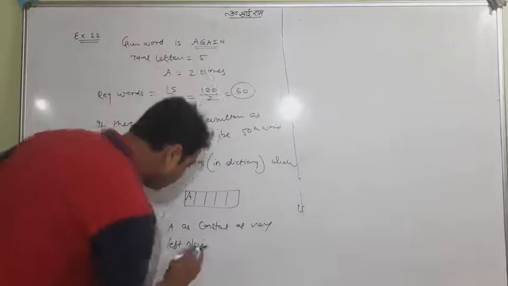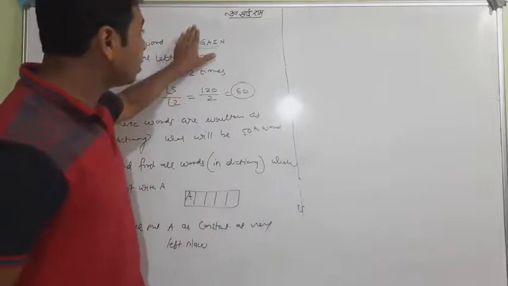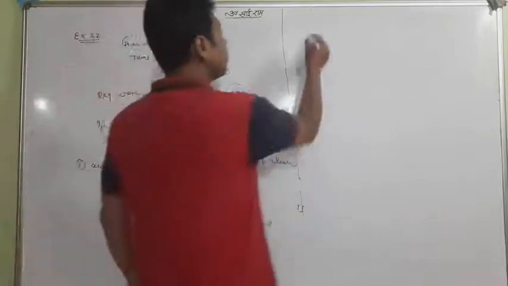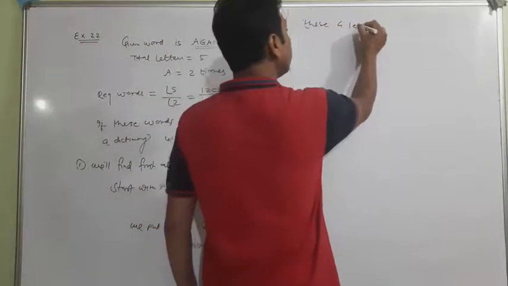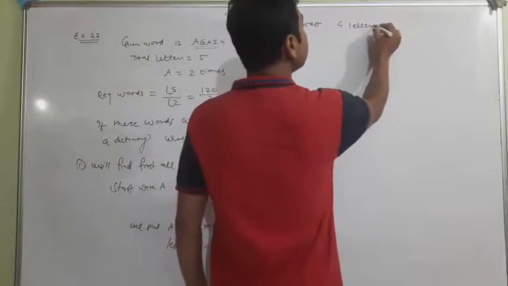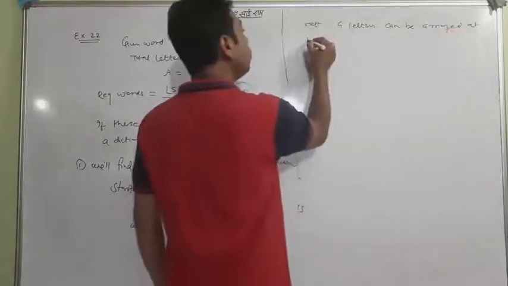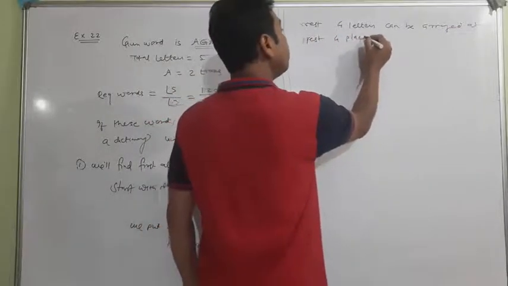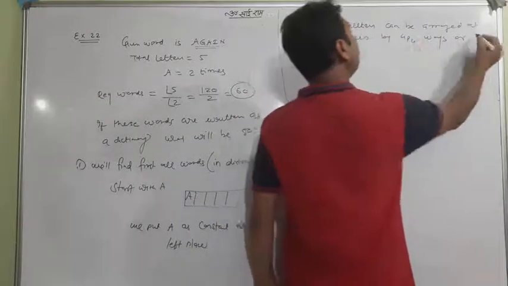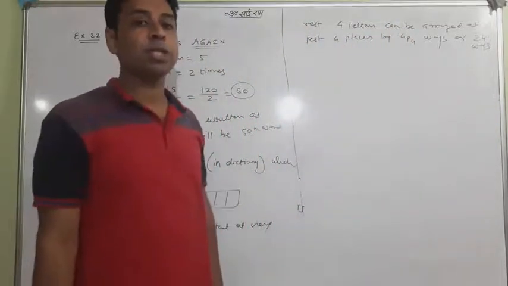At the very left place, students, one thing: if A is constant, we have 4 boxes, and since A is a constant, we have 4 letters left, G, A, I, N, with no repetition. So the rest 4 letters can be arranged in the rest 4 places by 4P4 ways, or factorial 4, meaning 24 ways. Try to understand, meaning you can form 24 words which start with A.